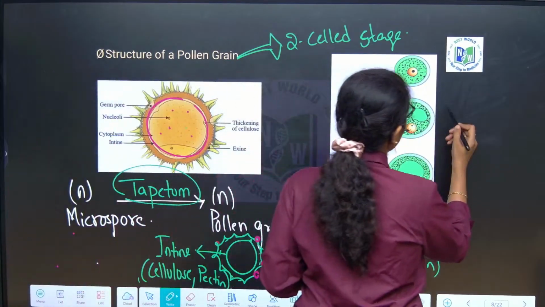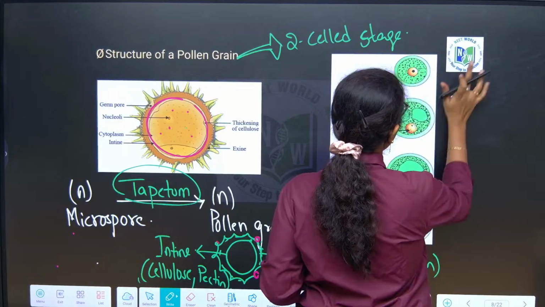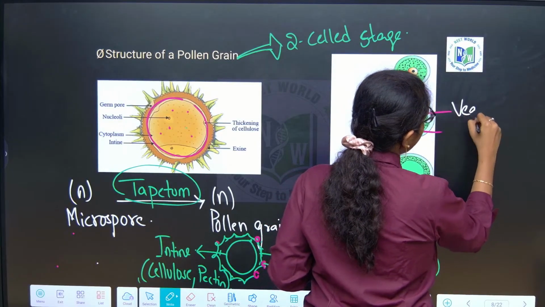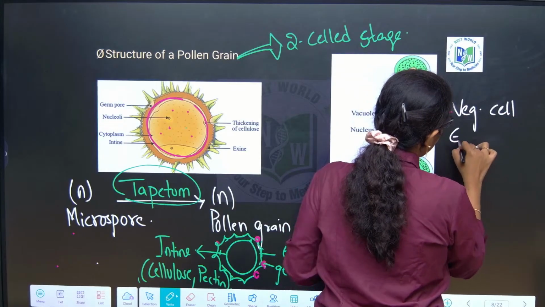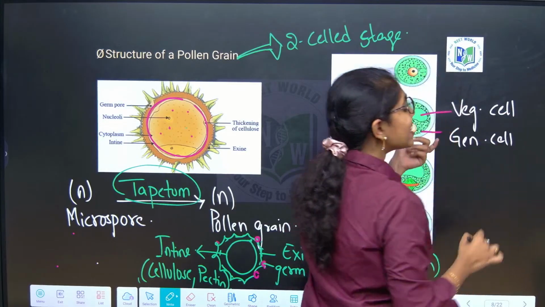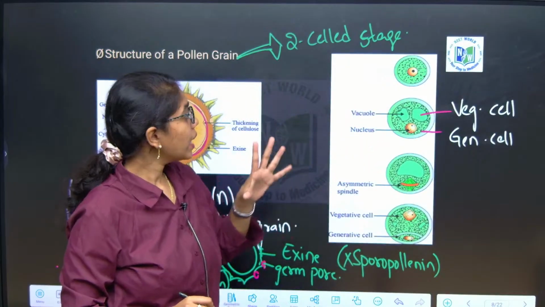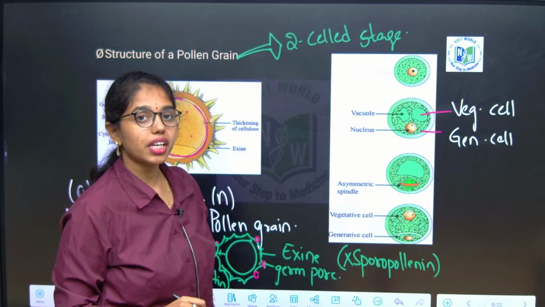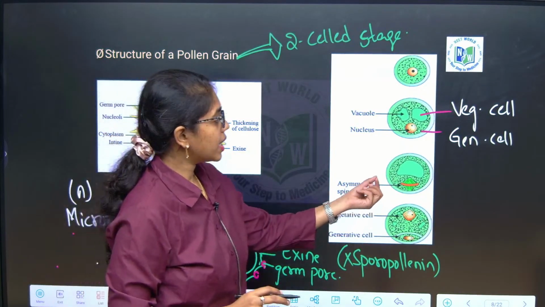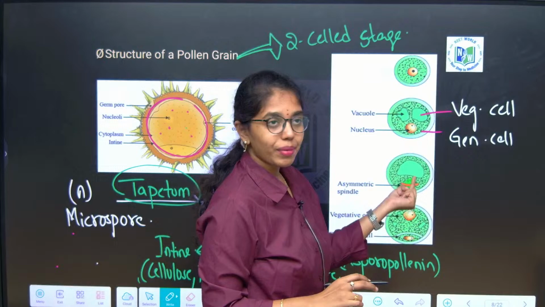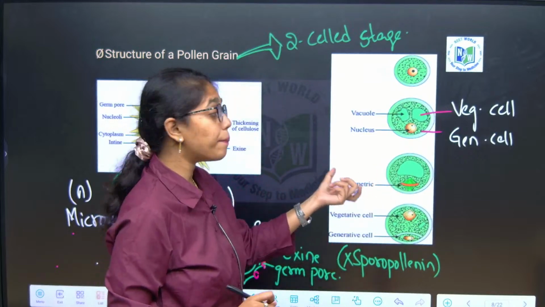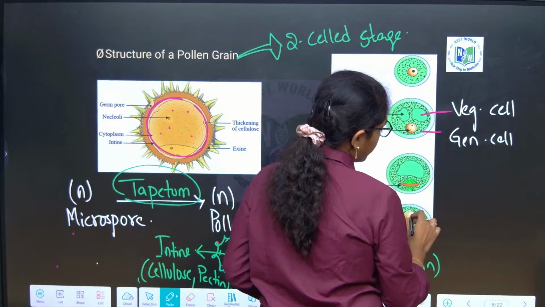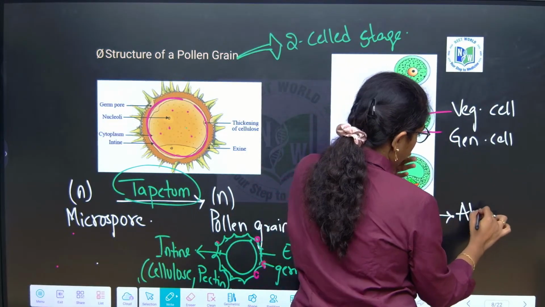You will call it as what? Vegetative cell and generative cell. So, how can you identify the vegetative cell and generative cell? Mostly in this two-celled condition only the pollen grain is released. How can you identify between them? Firstly, there is a large vacuole formation inside the vegetative cell, and an abnormal shaped nucleus. Vegetative cell has an abnormal shaped nucleus.